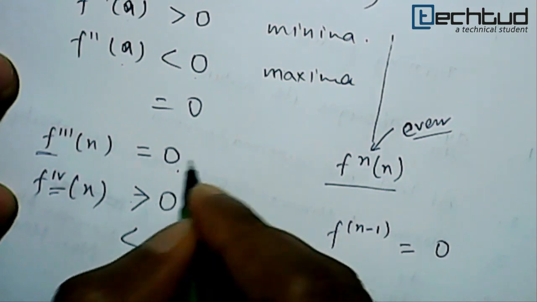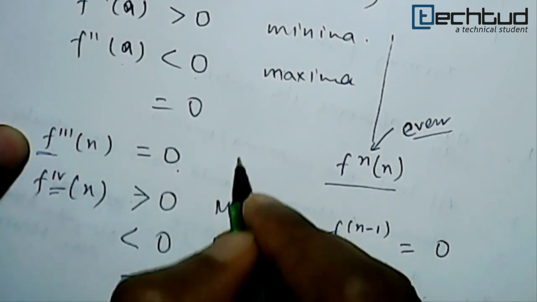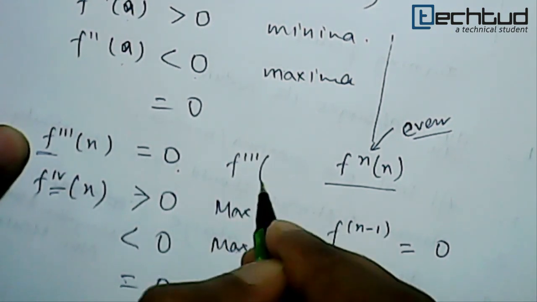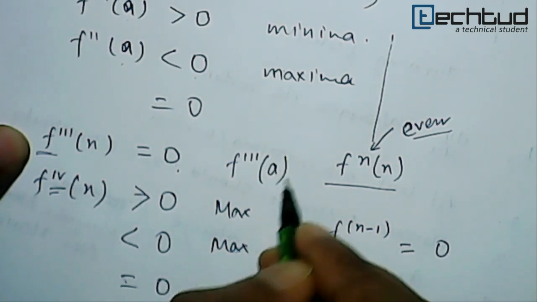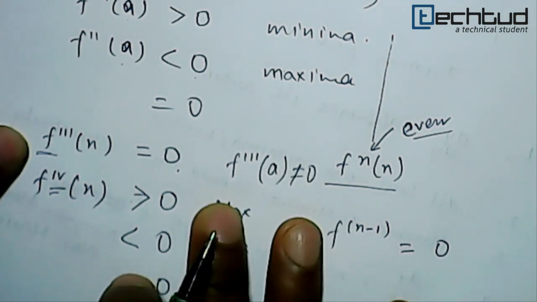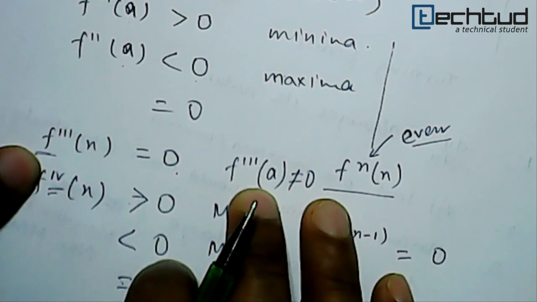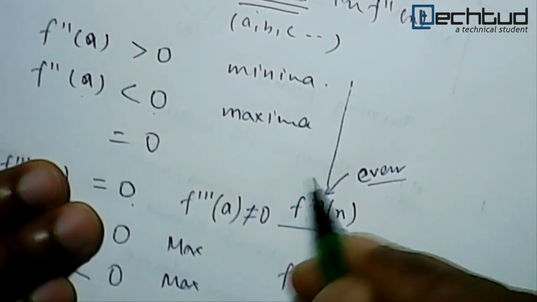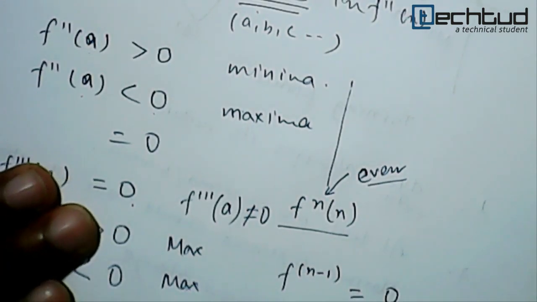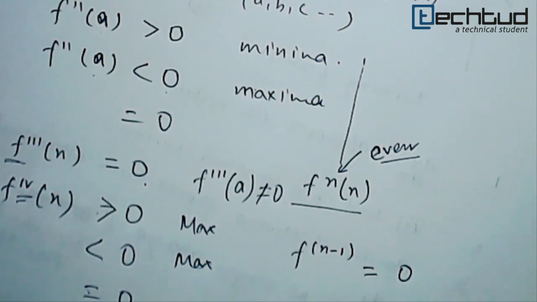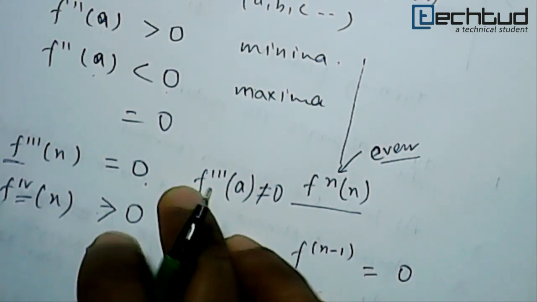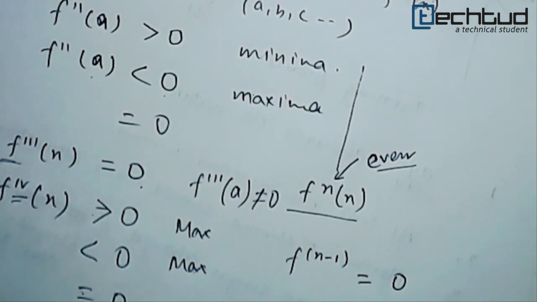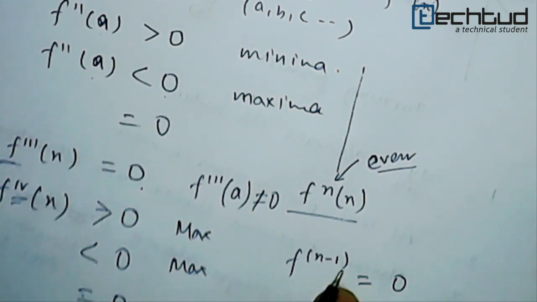So the question now is, what if f3(a) is not equal to 0? Then it means a is neither a point of maxima nor minima. So there is no maxima or minima at point a. So likewise we proceed. Fine, so I'll repeat the procedure.